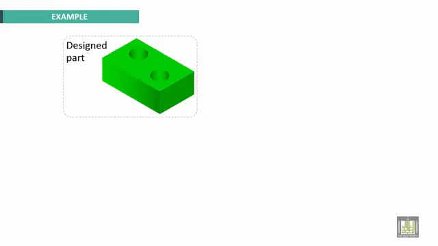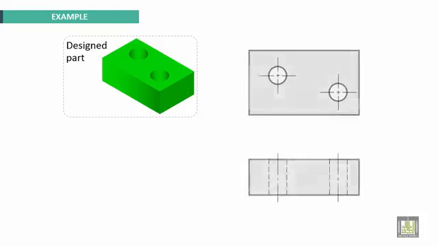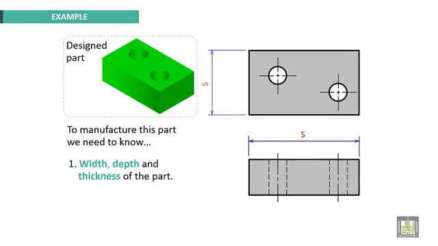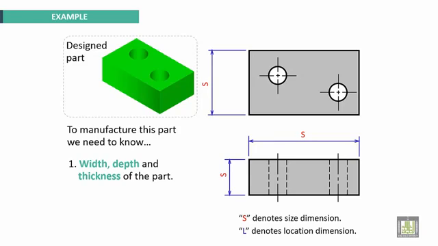One example: this is the designed part. We need two views. To manufacture this part, we need to know first the width, the depth, and thickness of the part. These dimensions should be clear. Okay? S denotes size dimension, L denotes location dimension.